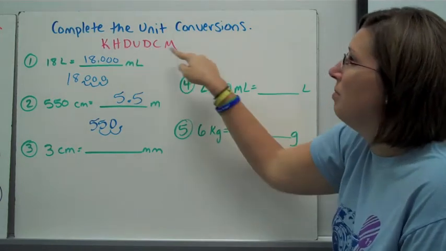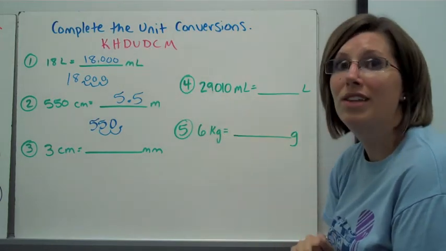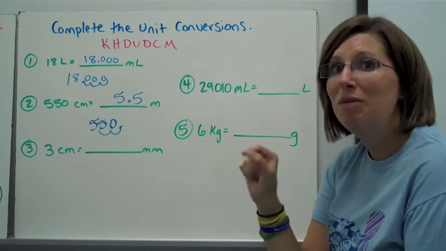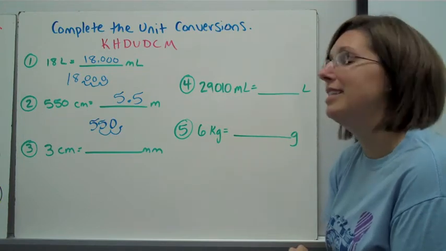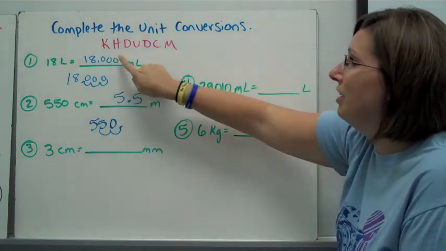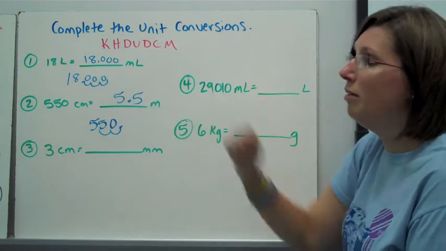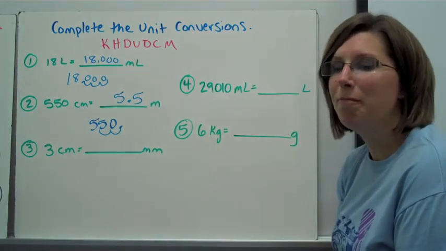Also, we need to make sure that we memorize the order of these metric measurements so that when we move, we move the correct amount of places. If you use the saying, King Henry died unusually drinking chocolate milk, that'll help you remember.